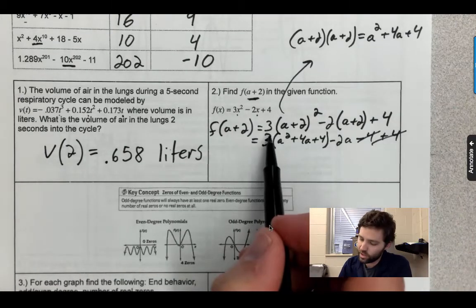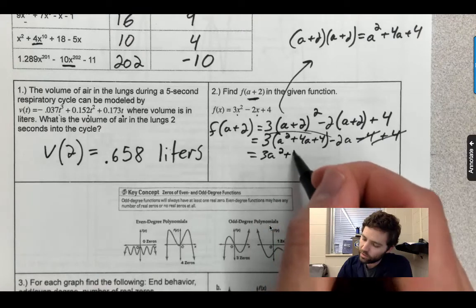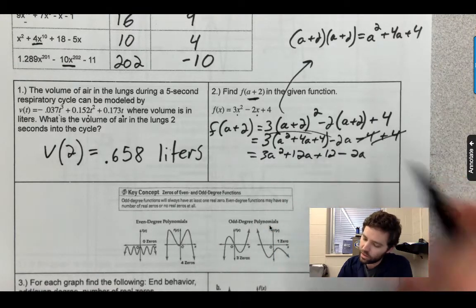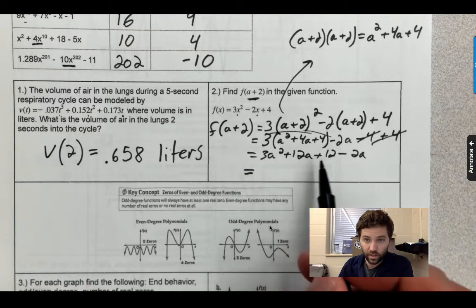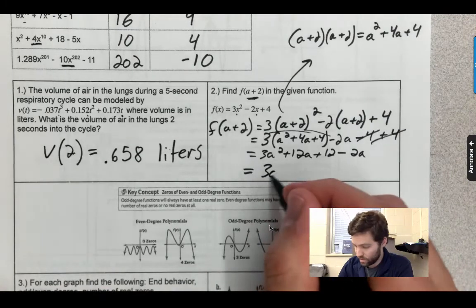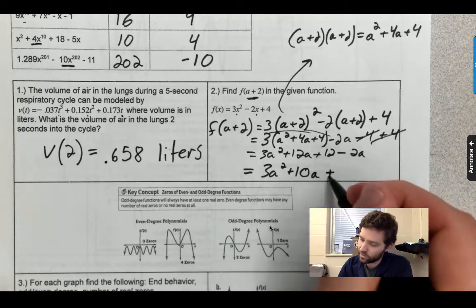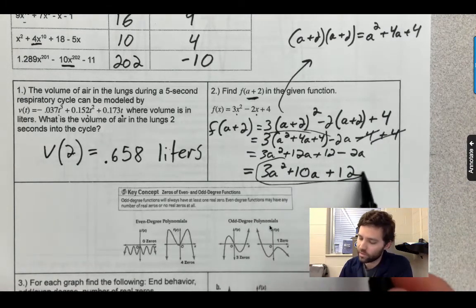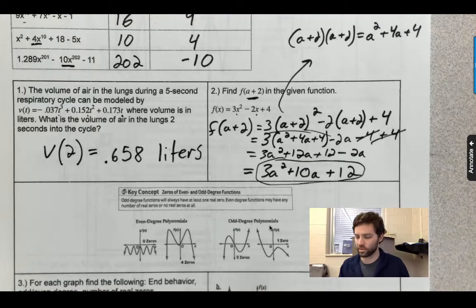I'm going to distribute the 3 now over everything. So I get 3a squared plus 12a plus 12 minus 2a, and then finish by combining like terms. So I'll get 3a squared plus 12a minus 2a, that's going to be plus 10a. So 3a squared plus 10a plus 12. Okay, and that's my final answer there for f of a plus 2. Just be careful when you're squaring something like that. It is not just a squared plus 4.